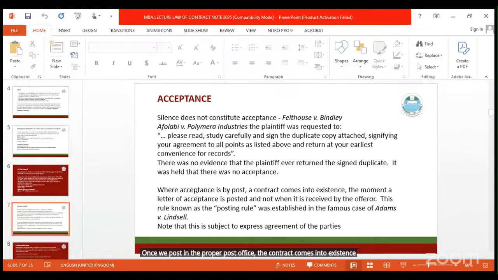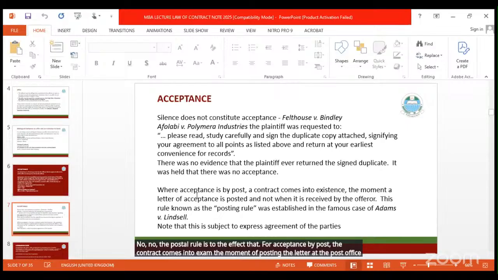Even if it takes 1 week or 3 months or 1 year before the offeror receives it, or is it until that time that the offeror receives the acceptance? So in Adams v Lindsay, which is known as the postal rule, is to the effect that for acceptance by post, the contract comes into existence the moment of posting the letter at the post office.